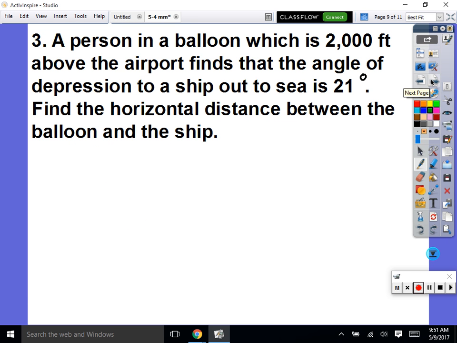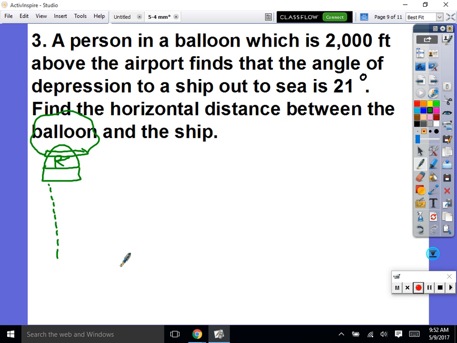Number 3. It says a person in a balloon, which is 2,000 feet above the airport, finds the angle of depression to a ship out to sea is 21 degrees. So let's draw a correct picture. A person in a balloon, so they're in like a hot air balloon. There they are. That's a hot air balloon, I guess. So a person in a balloon, which is 2,000 feet above the airport.